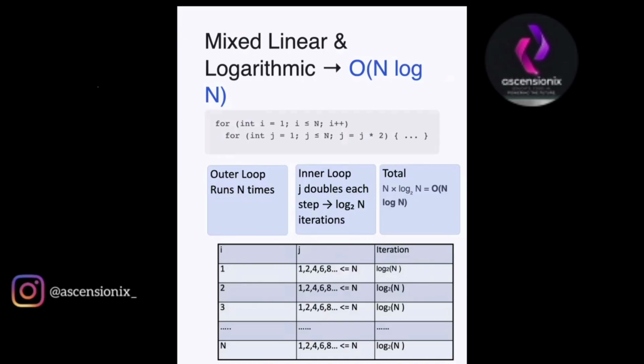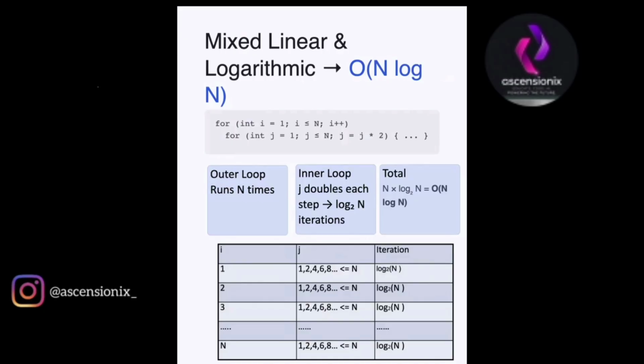So since the outer loop runs exactly n times and the inner loop executes log base 2 n times, for each of those iterations, our total sum of work is n into log base 2 n. How is it? We have log base 2 n till n times. So log base 2 n plus log base 2 n plus log base 2 n. So we can say we got something around n into log base 2 n. So therefore, the final time complexity of this code block is order of n log n.